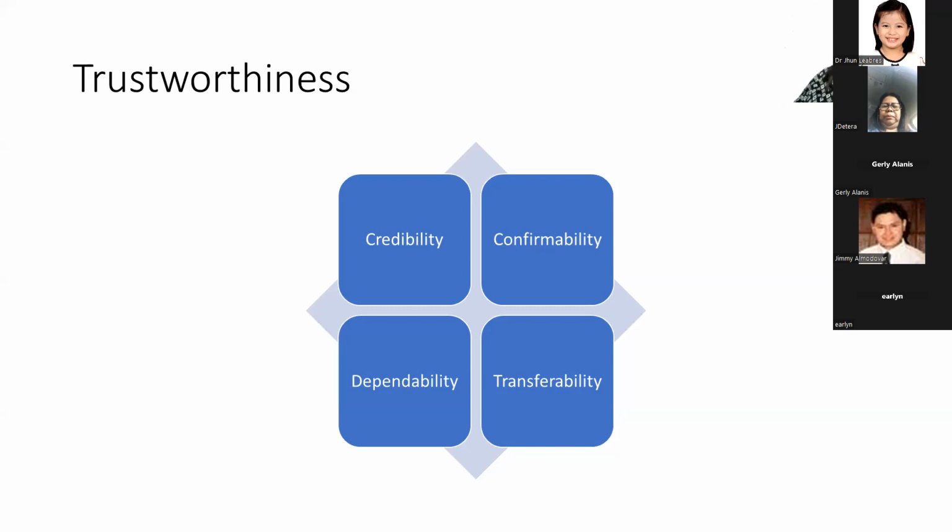Okay. So, trustworthiness. There are 4 factors that we practice that we have to establish in establishing trustworthiness. In quantitative, it's called rigor. In qualitative, it's called trustworthiness. So we have 4: credibility, confirmability, dependability, transferability.